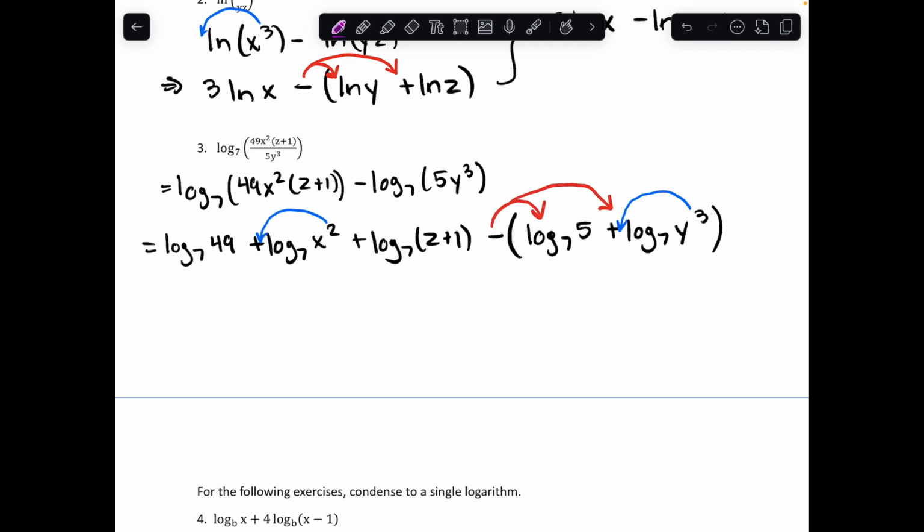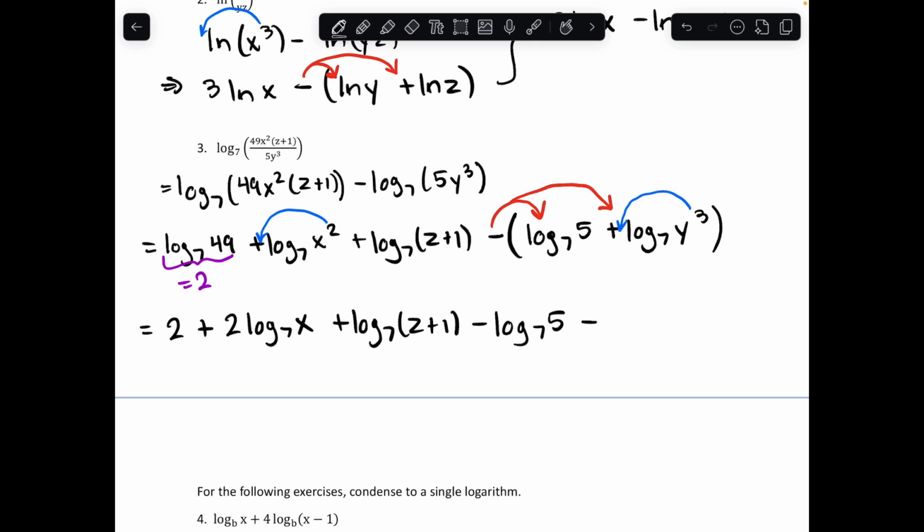And then finally, we can note that log base 7 of 49 is going to be equal to 2 because 7 squared is equal to 49. So this then becomes 2 plus 2 times log base 7 of x plus log base 7 of z plus 1 minus log base 7 of 5 minus 3 times log base 7 of y. And this is our final answer.